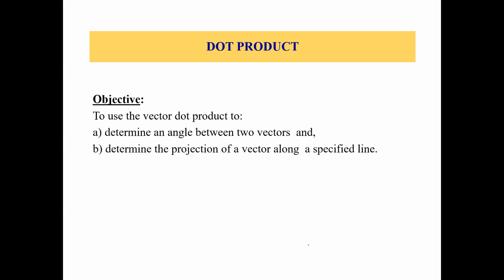Why do we do the dot product? Right. To determine the angle between two vectors. All right. And also determine the projection of a vector along a specified line. Right. So previously we were talking about a force vector along a line. Now we are talking about projection of a vector along a line. Okay, so these two are a little different. Okay, we need to understand the concept, okay? And then we'll apply this on a couple of problems so that we can understand more this concept and how to apply this concept. Okay, all right. So let's talk about dot product.